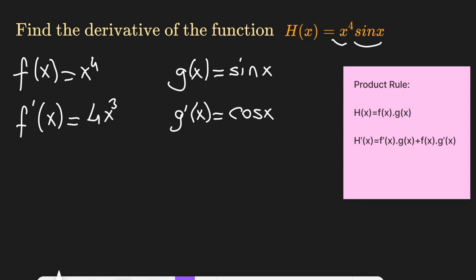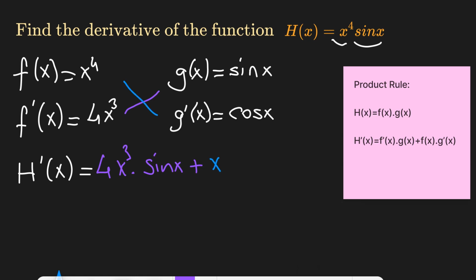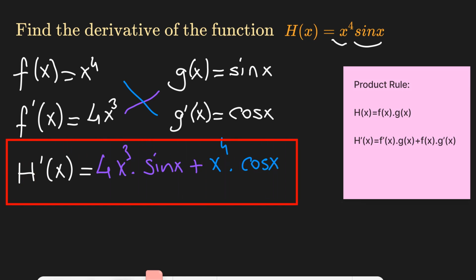In this step, we are going to substitute the functions and their derivatives into the formula. Derivative of h of x is equal to first derivative of x times g of x, 4x cubed times sine x, plus f of x times derivative of g of x, x to the 4 power times cosine x. This is the derivative of the given function.